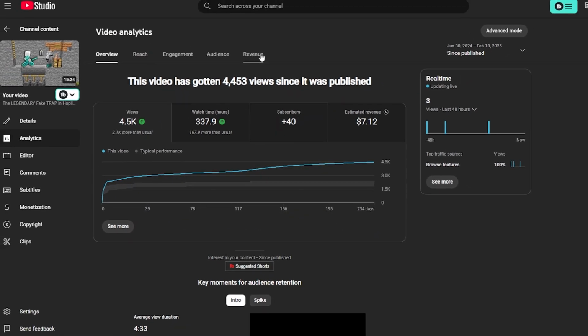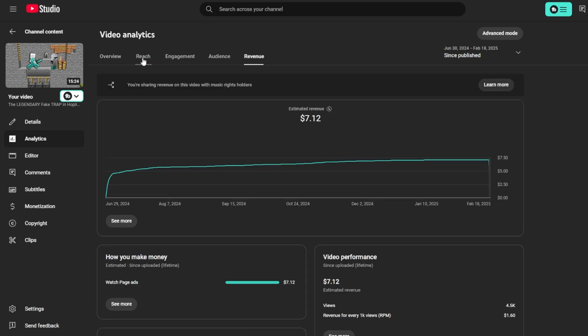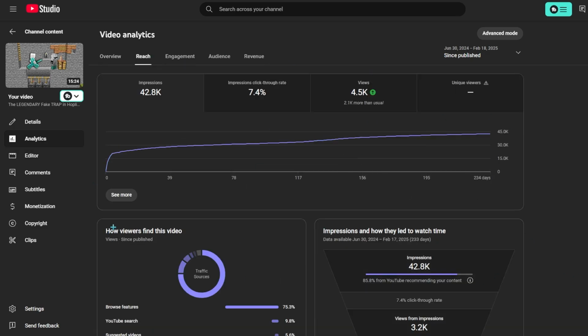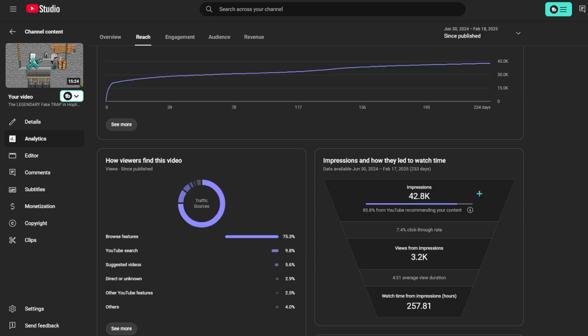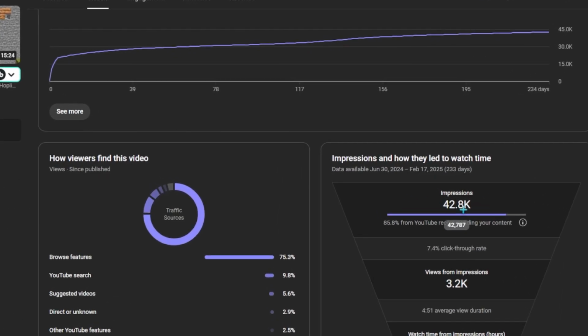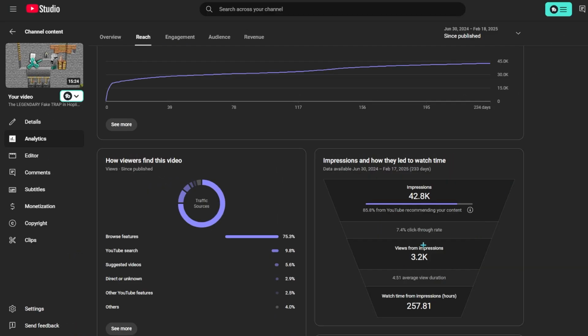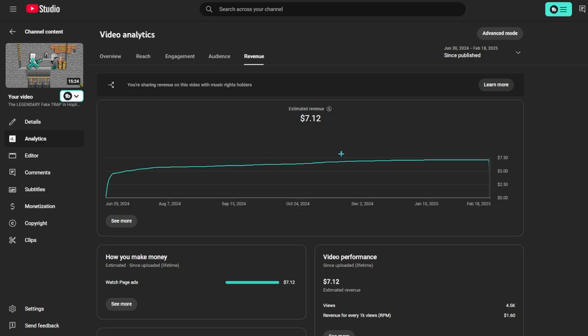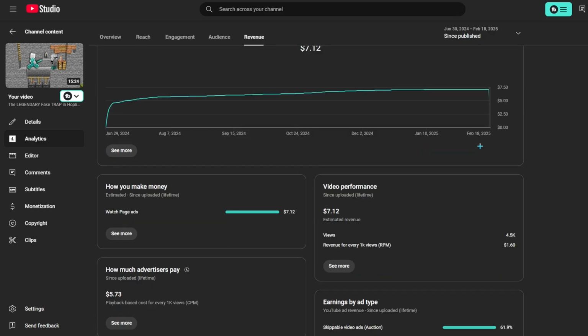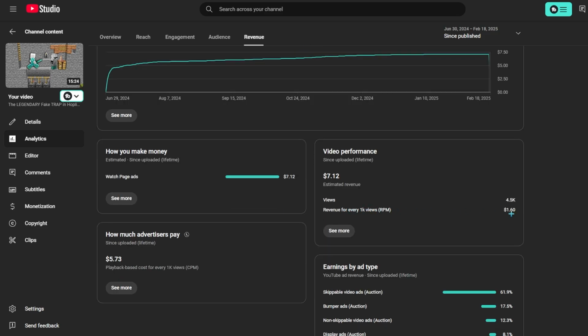So if we go to the revenue, actually I'm first gonna go to reach, because those are impressions that are really important. So we did have like 42k impressions, and I did get 3.2k views out of that. So that was like click-through rate around 7.4%. If we go right into revenue, you can see that I did make only $7. And why is that? It is, like I said, because of the revenue share, and I did have like RPM on $1.6. That's how much did I make from 1k views.